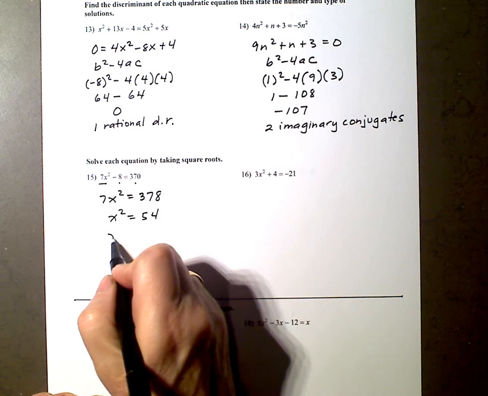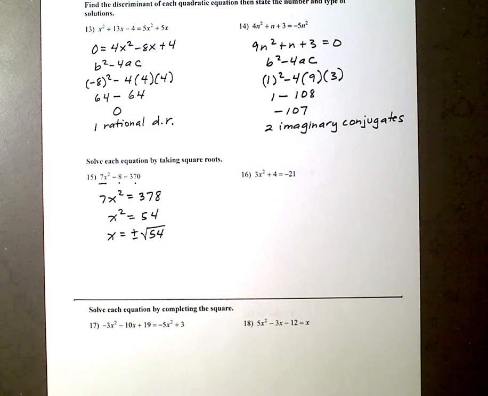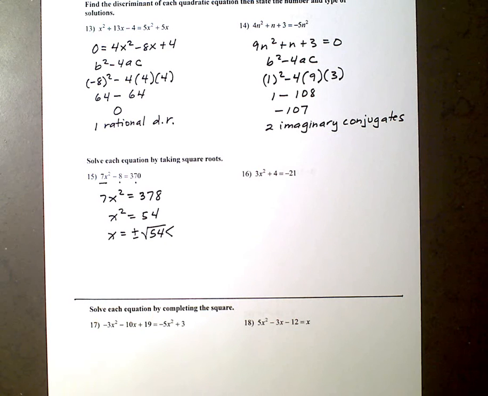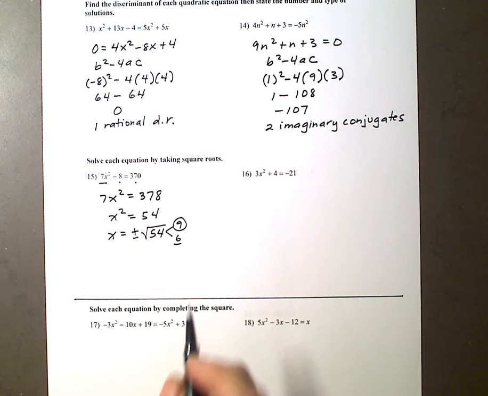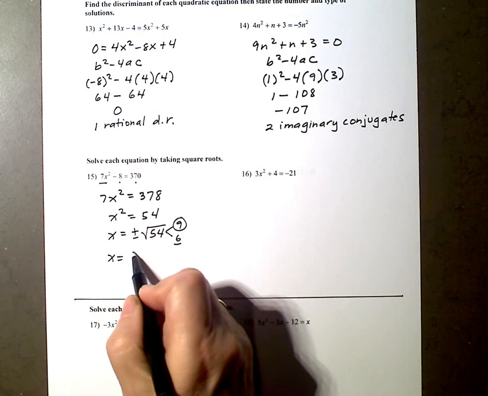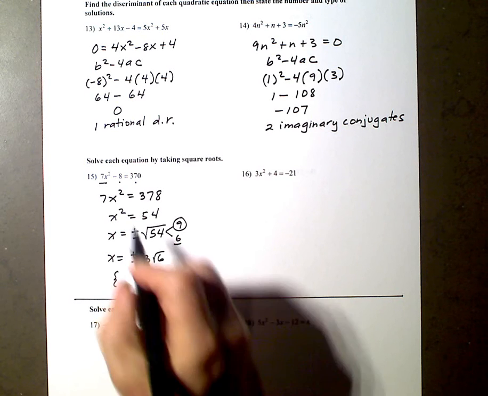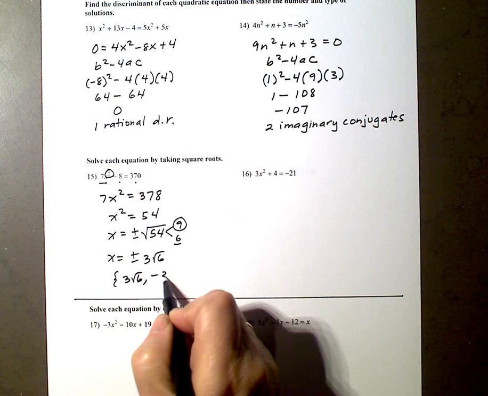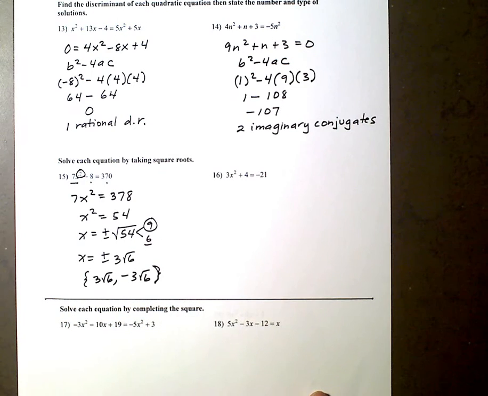So x is positive and negative square root of 54. So let's see, 54 is 9 times 6, 9 being a perfect square, so 6 will stay in. So this x then is equal to positive and negative 3 root 6. So that's two solutions as promised by the fundamental theorem of algebra, 3 root 6 and negative 3 root 6. All right, and then the last problem on page 1, same kind of thing.